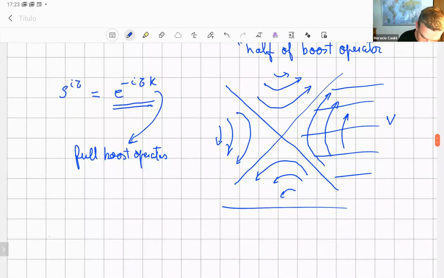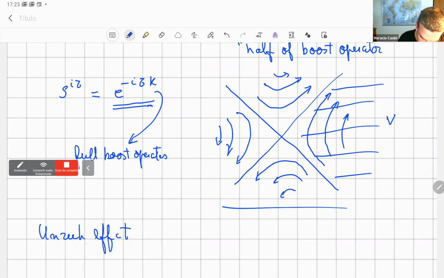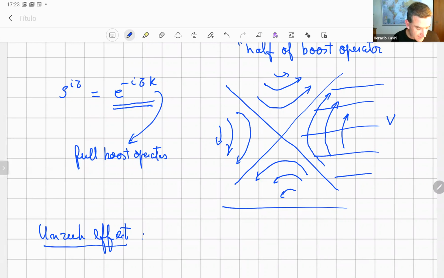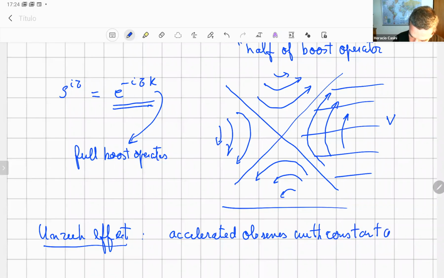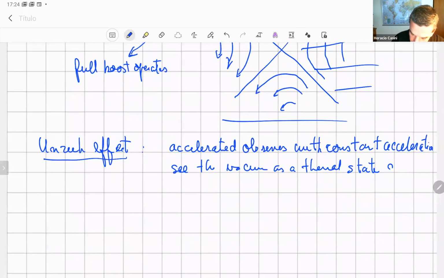And this is related to the Unruh effect. The Unruh effect says that accelerated observers with constant acceleration see the vacuum as a thermal state of temperature T equal to acceleration over 2 pi.